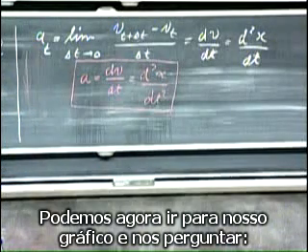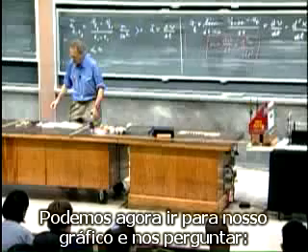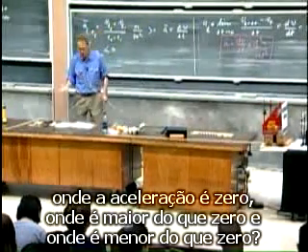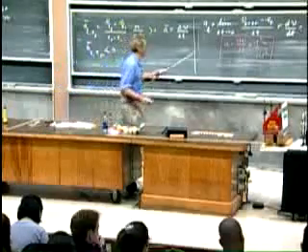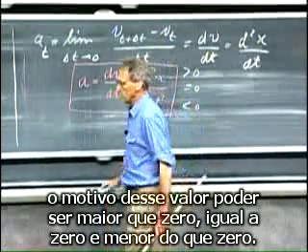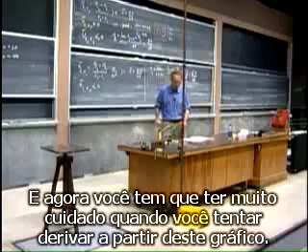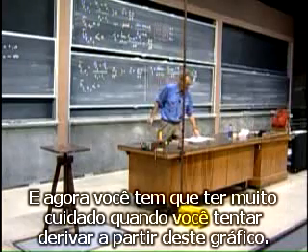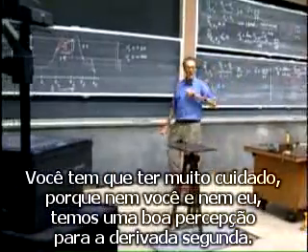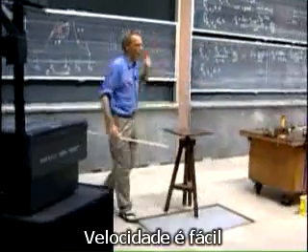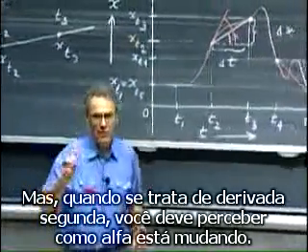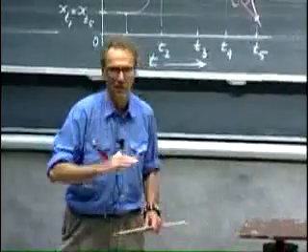We can go to our plot and we can ask ourselves the question now, where is the acceleration 0? Where is it larger than 0? And where is it smaller than 0? Because this value can be larger than 0, equal to 0, and smaller than 0. And now you have to be very careful when you try to derive that from this plot, because you and I have no good feeling for second derivative. Velocity is easy. All you have to do is looking at the slope. But when it comes to the second derivative, you have to see how the slope is changing.